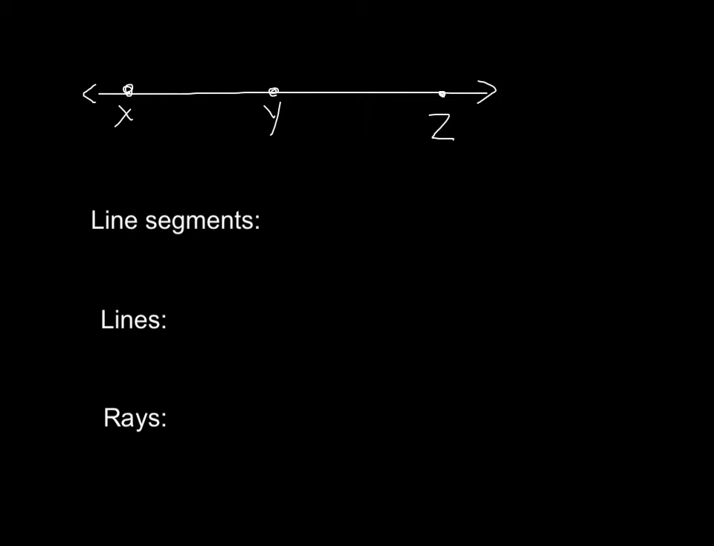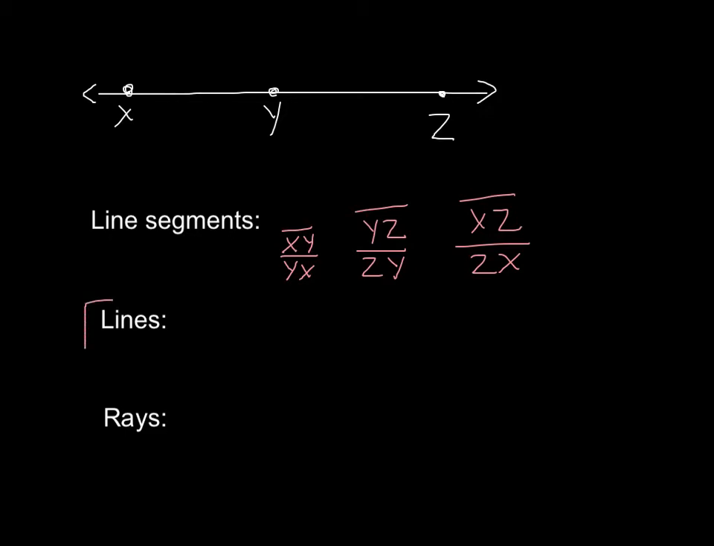So let's see if we got all of them in our group. We could call this line segment X, Y, and we could switch it around to YX. We could also call it YZ or ZY. We could also take the 2 outside points, X and Z, and then we could call this line segment XZ or ZX.